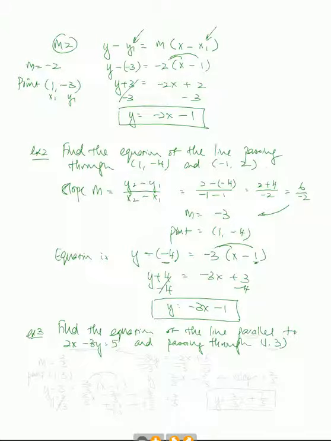So, just like the previous examples, you need 2 things to find the equation of a line. You need the slope, and you need the point. Now, the point I have. The point I have is 1 comma 3. That's given in the question right here. But you notice the slope is not given, and unlike example 2, I don't even have 2 points for me to use the formula.